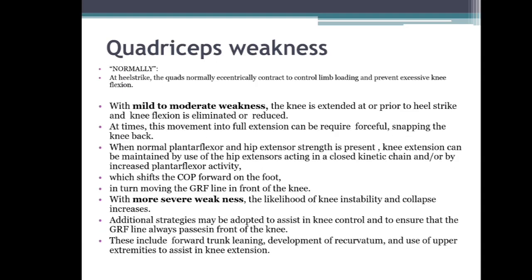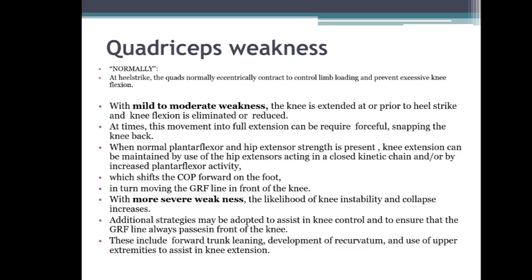quadriceps weakness. Normally during heel strike, the quads contract eccentrically to control the limb loading and prevent excessive knee flexion, and with mild to moderate weakness, the knee is extended at or prior to heel strike, or we can say knee flexion is eliminated. So when normal plantar flexor or extensor strength at the hip is present, usually the extension at the knee is maintained by the use of the hip extensors and increased plantar flexor activity.